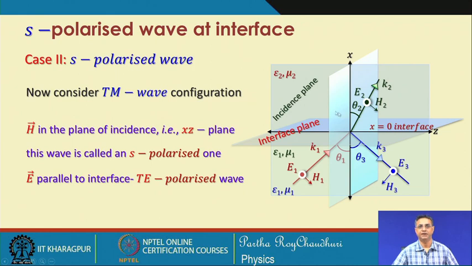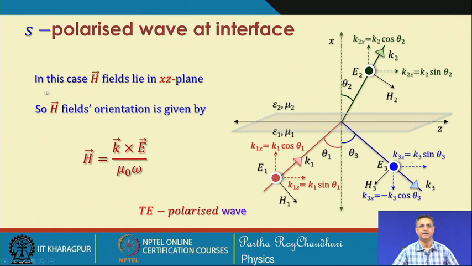Now, this TM configuration, we also call transverse magnetic, because H is in the plane of incidence. This other configuration will be transverse electric. This wave will be called the s-polarized wave, where E is parallel to the interface plane. So it is called p-polarized wave, s-polarized wave, TE and TM wave.